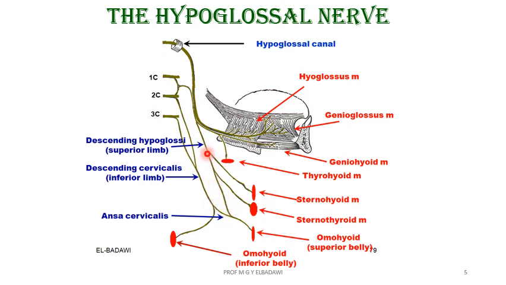This can be called the ansa hypoglossi, although it is a false name. It has nothing to do with the hypoglossal nerve. And this one is also called the descending cervicalis. From the ansa cervicalis, the other three muscles, the sternothyroid, sternohyoid, and the two bellies of omohyoid will be supplied. Those muscles mainly will depress the hyoid bone during swallowing.